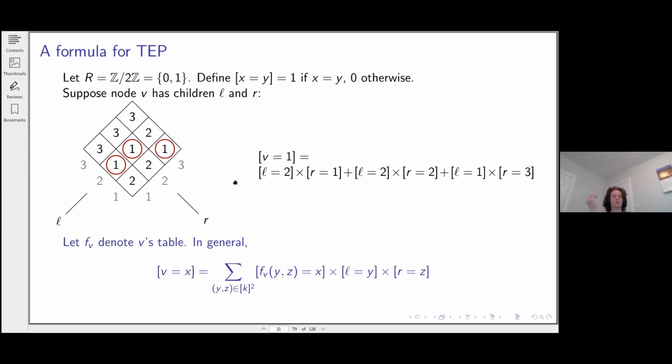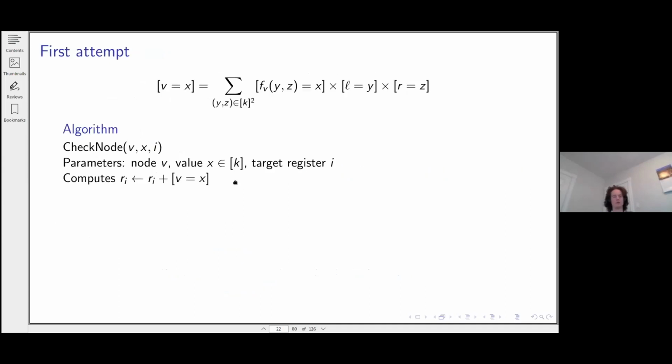So the next step is to try to turn this into an algorithm. I'll put that formula at the top of the slide for reference. I'm going to call this algorithm check node because it's checking whether node v is equal to x. The algorithm has three parameters. There's the node that we're trying to compute. There's the target value x that we're checking against. And then there's some register I that we should put our output in.